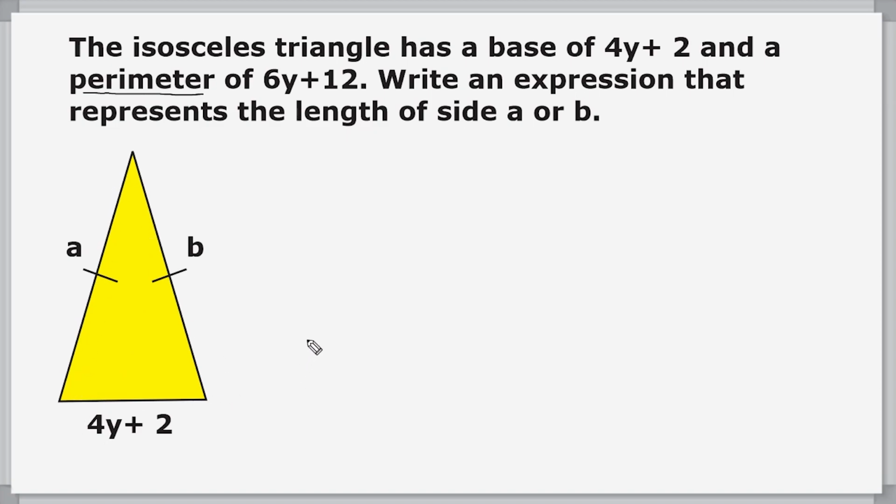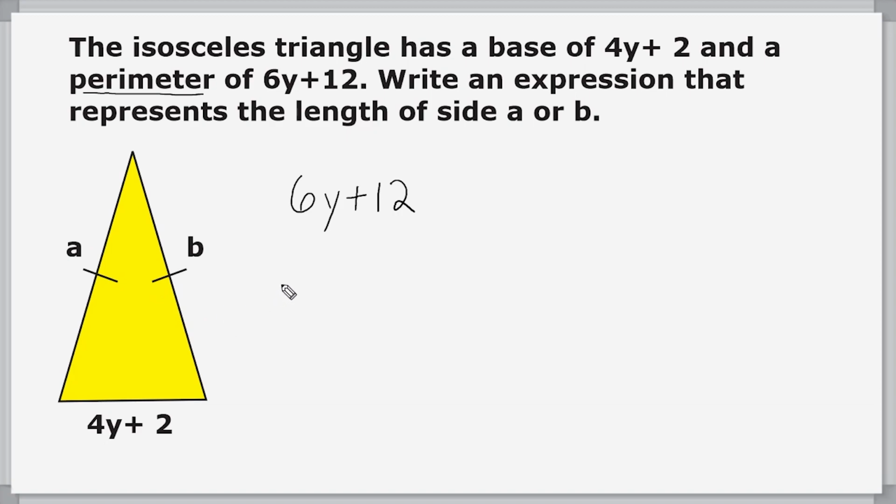All right, now we should remember that the perimeter of any figure is just the total distance of all the sides added together. So we would say that all three of these sides of this isosceles triangle have a total distance when added together of 6y plus 12. Now what we're trying to do is find the length of either side A or B, which we know are equal to each other because this is an isosceles triangle.